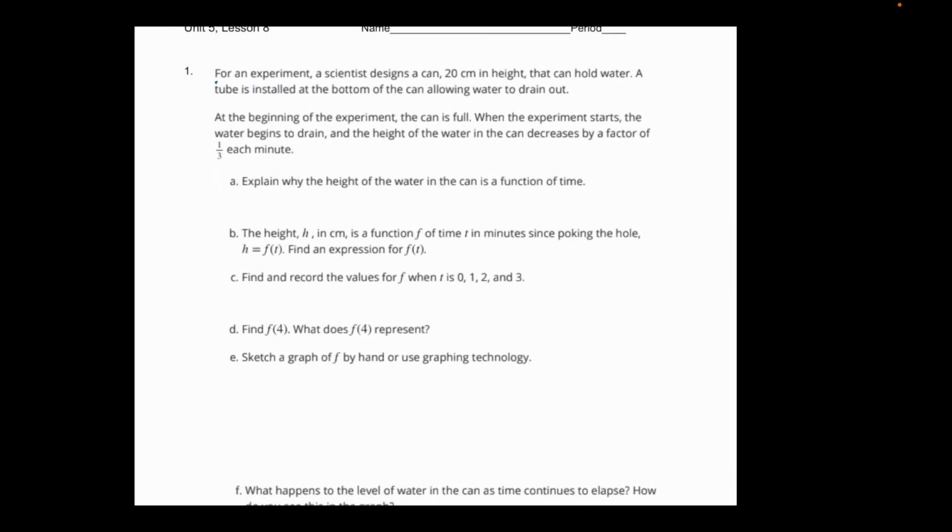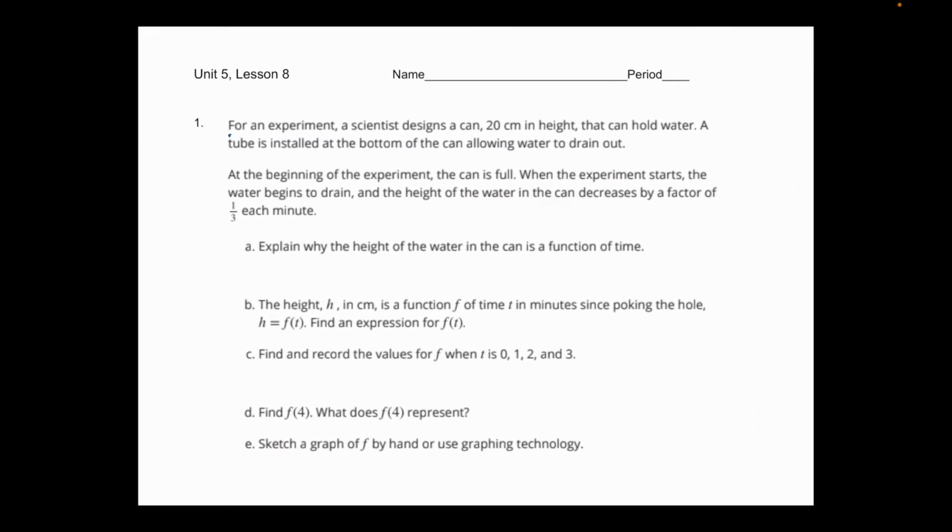In this video, we're looking at the Unit 5, Lesson 8, Cumulative Practice Problems for Illustrative Math, Algebra 1. So let's start with the first question here.